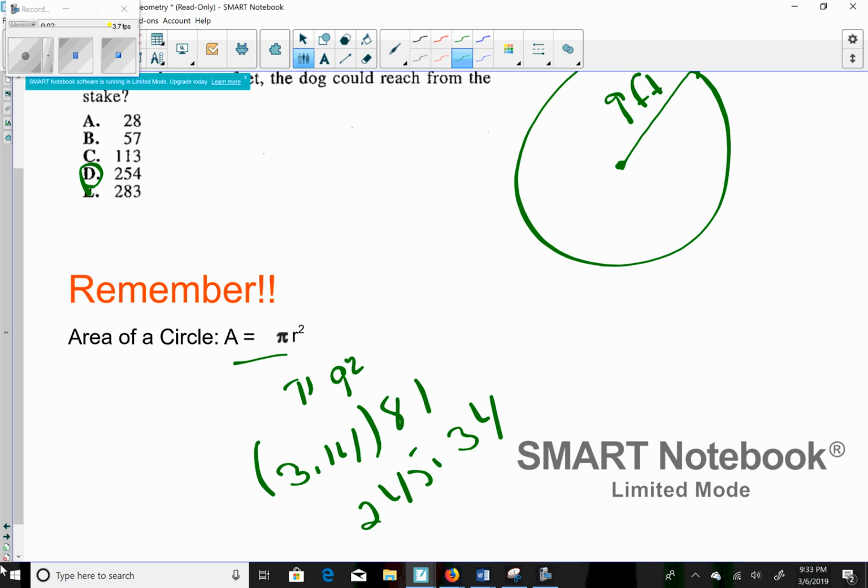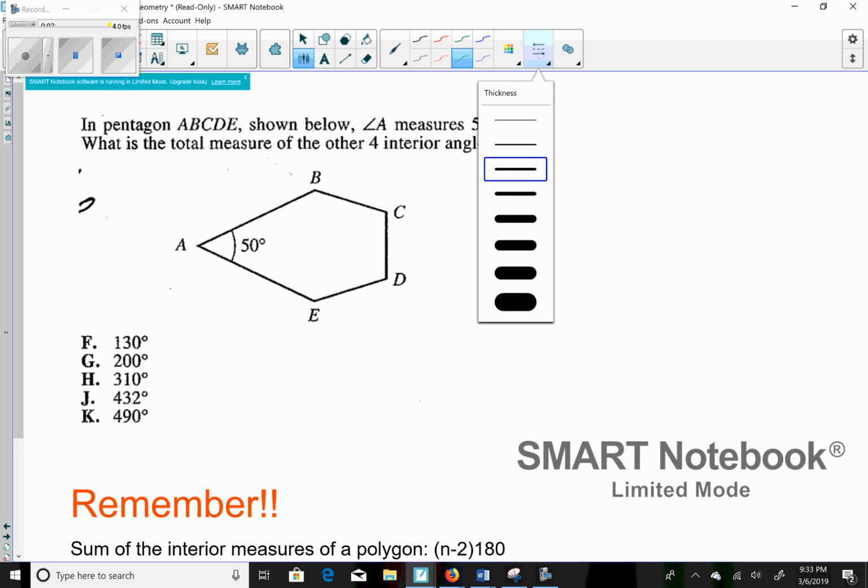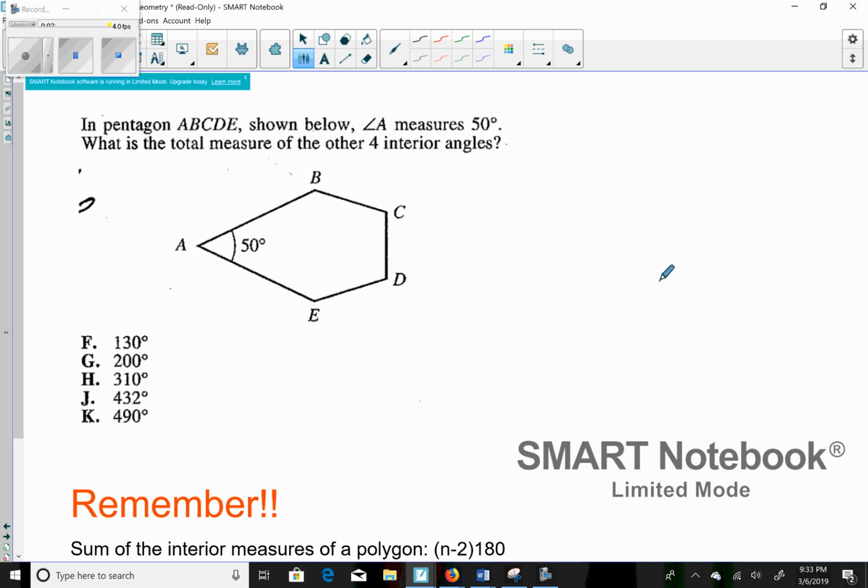Okay, the next one. It says the pentagon shown below, the measure of angle A is 50 degrees. It wants to find the sum of the measures of the other angles. So you can either remember this formula down here where the interior measure is n minus 2 times 180, or you can just start drawing triangles. If I pick a vertex, let's say E, I could draw triangles, and I can see that I have 1, 2, 3 triangles.